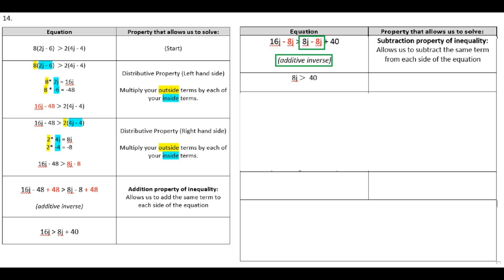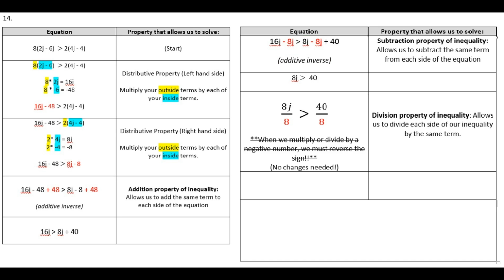Now, we're going to use additive inverse, but it's the subtraction property of inequality. We're subtracting 8j from both sides, and that'll cancel out that 8j term on the right, and we end up with 8j is greater than 40. That's 16j minus 8j on the left-hand side. Now, the only step left is to divide. You're going to divide both sides by 8. That's the last step we're going to take.